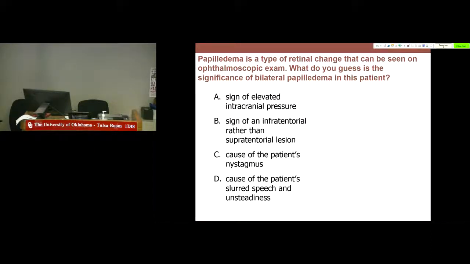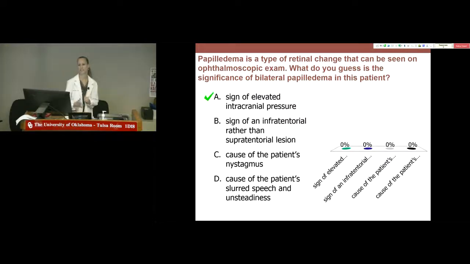So let's just guess. We already have an idea this is a tumor, right? So what do you guess is the significance of this bilateral papilledema? Just guess. Guess and commit. It doesn't matter if you're wrong. It matters if you try. Okay, so the answer is it's actually a sign of elevated intracranial pressure.